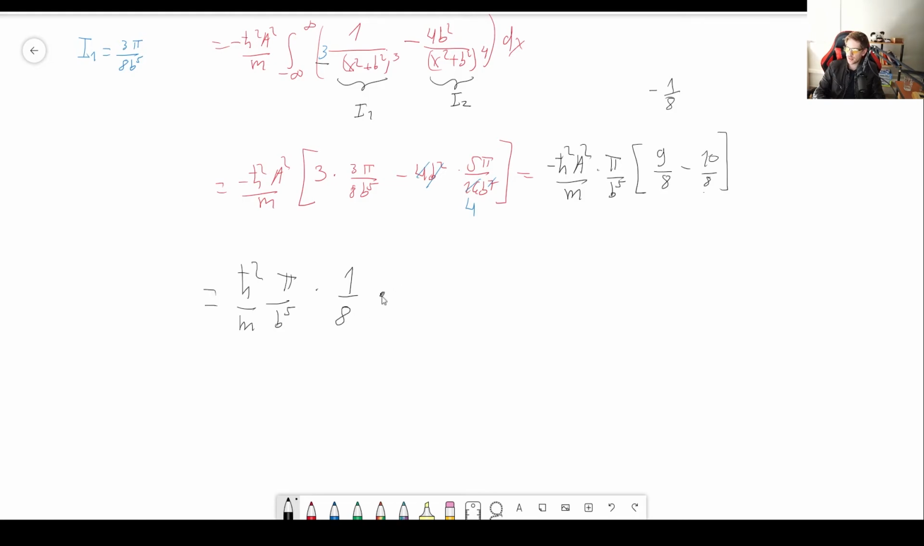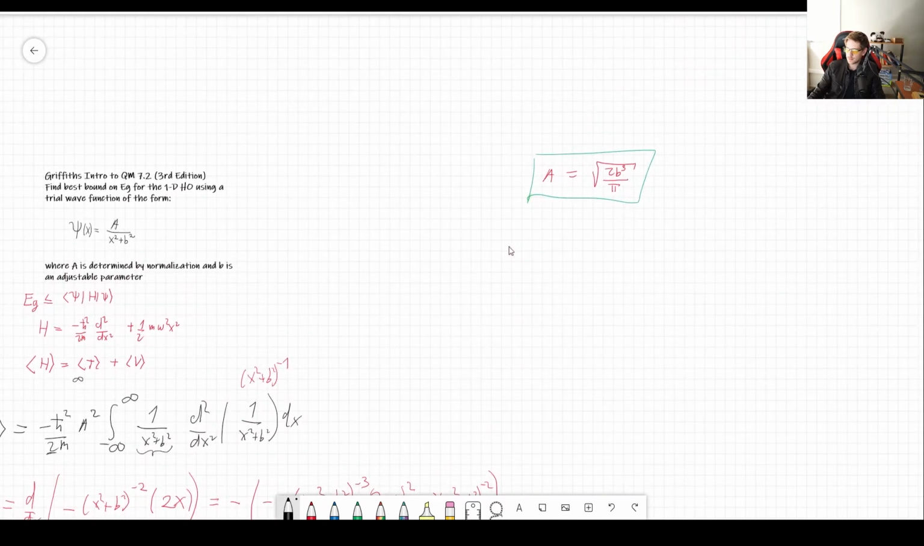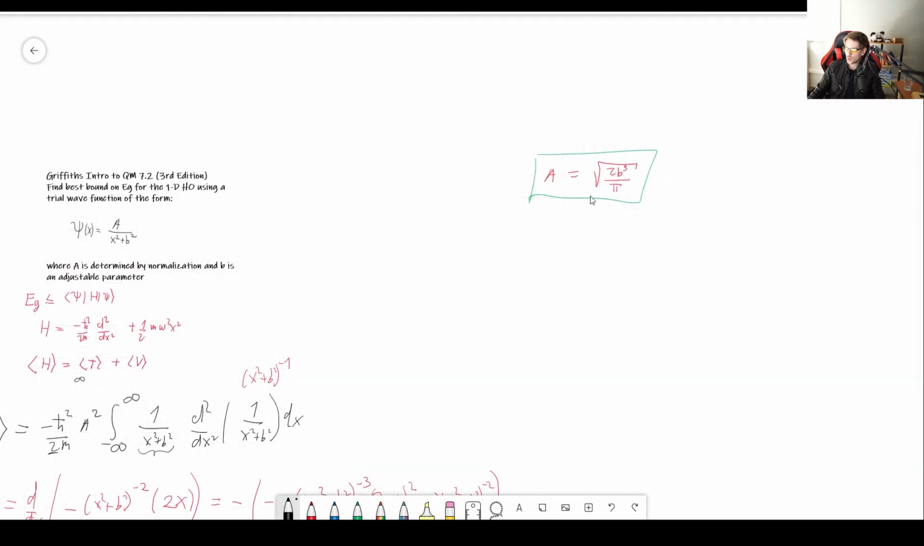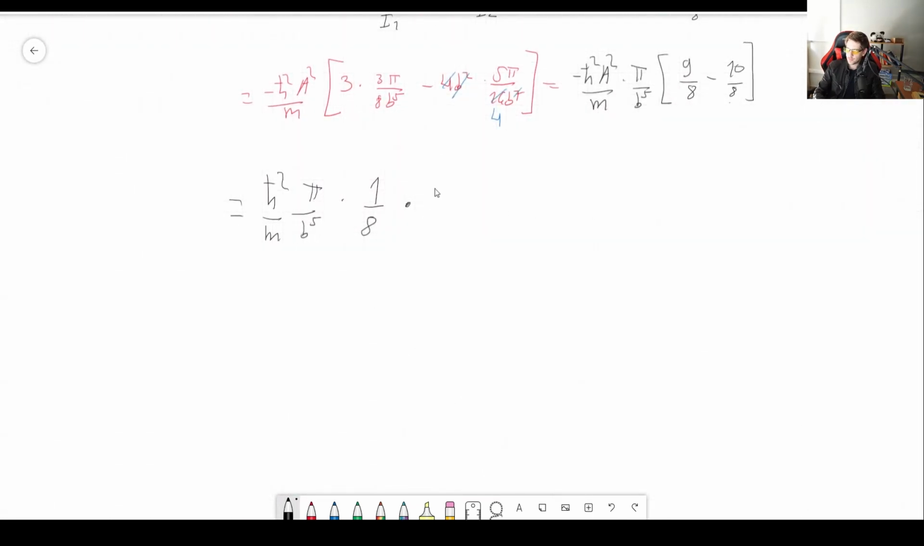And now we plug in the value for a squared, which I don't remember. Where is it? There. A squared is 2b cubed over pi. So 2b cubed over pi, the pi's cancel out. We get h bar squared over, let's see, it's going to be m b squared and a 4. So this is the kinetic contribution.